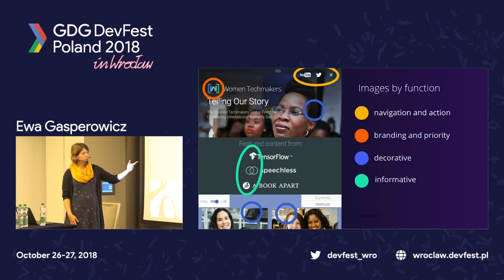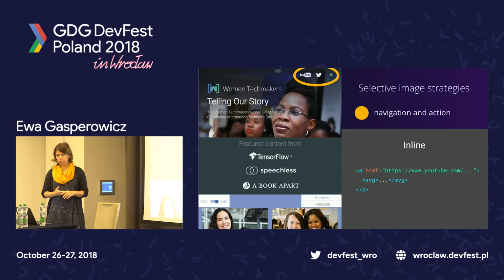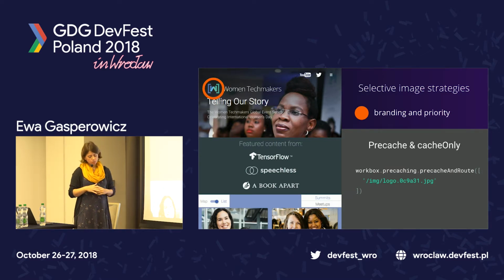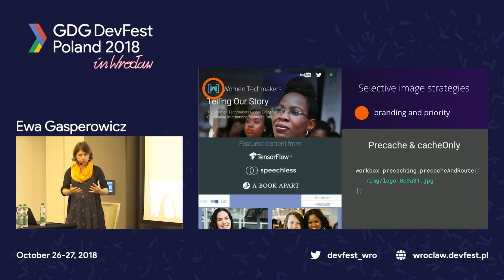So let's go back to our images, right? We said we have 4 types of images, and we have like different strategy in our head. Now the question is how this translates to particular strategy choices in Service Worker. The first one I already explained to you. I embed it into my HTML and I'm done with it. No caching involved. Now, the priority ones, I want always to be there, and I don't expect them to change. My logo will change pretty rarely, and if it does, I can change its name. So I use precache and route, which is just a shortcut method for precaching on installation step, and then serving always from cache.